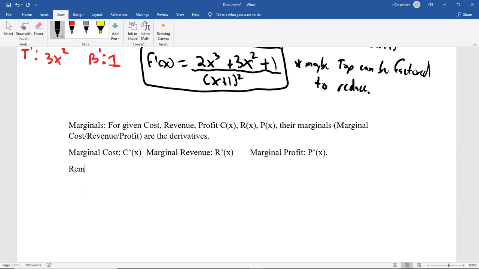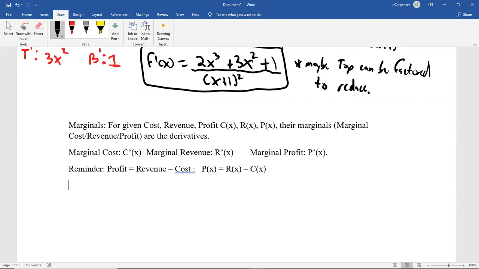As a reminder, profit is revenue minus cost. P of X is R of X minus C of X. Cost is how much you spend to make your items, to sell your items. Revenue is the money you get at the stores for selling your items. Profit is the difference of what you make and what you spend.